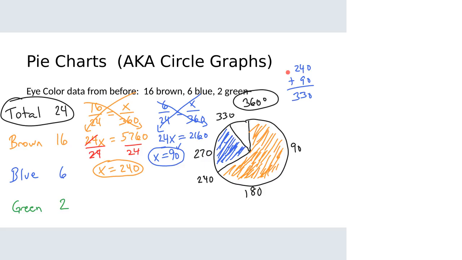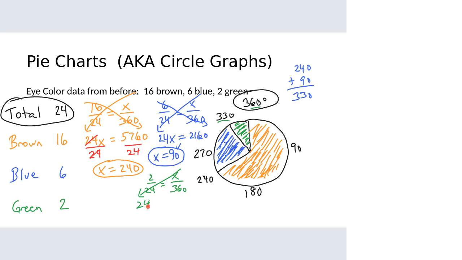Finally, you might say, well, then clearly the rest is going to be green, and you'd be exactly right. Just to make sure though, from 330 to 360 would be 30 degrees. I'm going to go ahead and set up my proportion just to make sure of it. And so now it's going to be 2 out of 24 students. So how many out of 360 degrees?